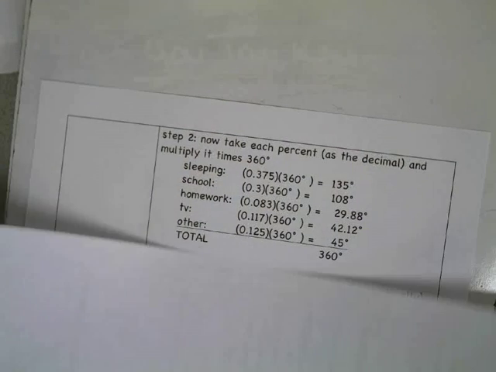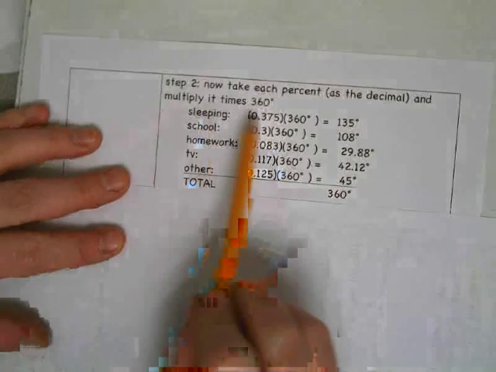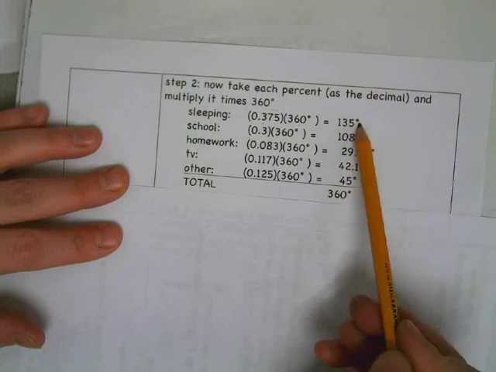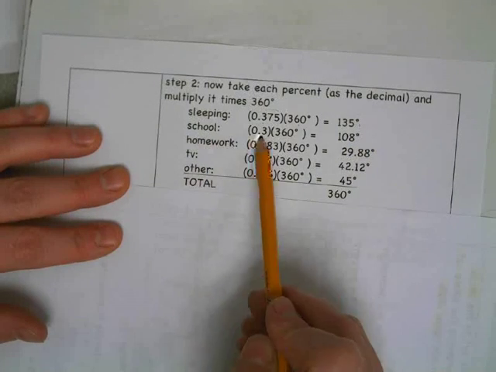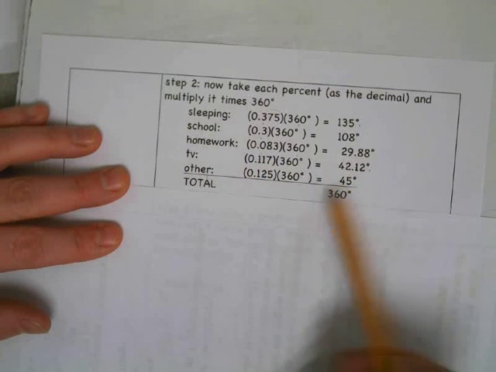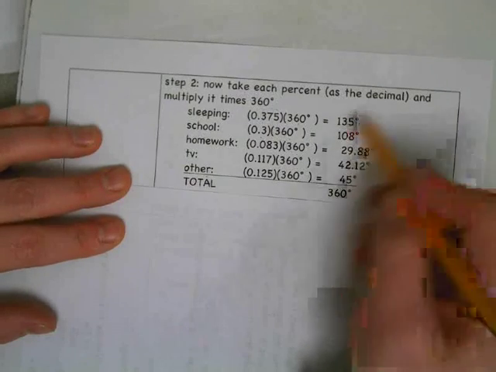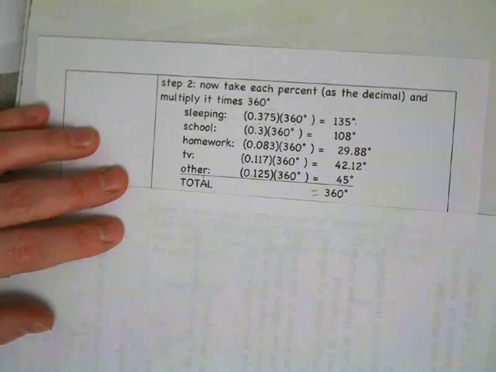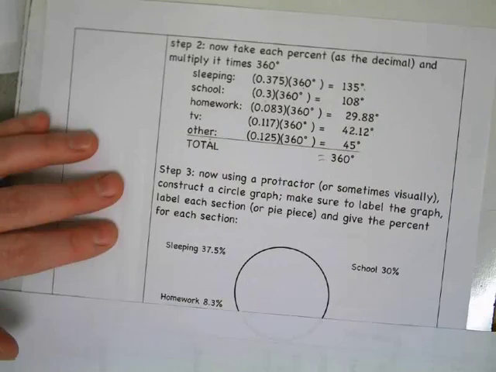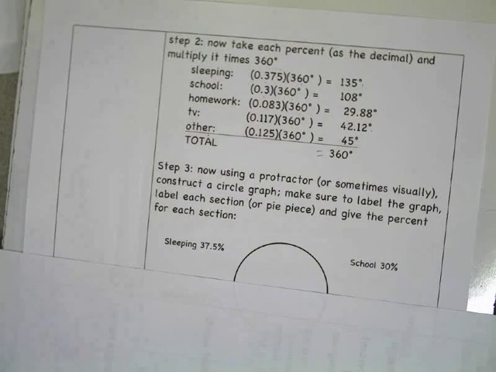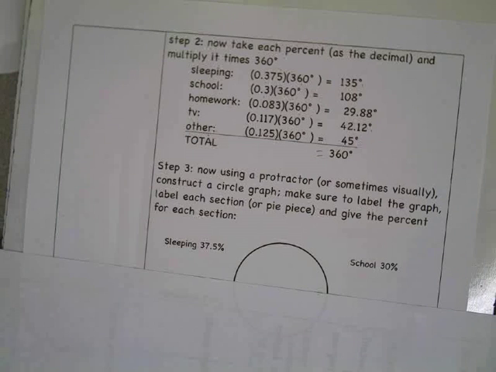So the next step is to take each percent and multiply it by 360. So we use the decimal version because it's easy to work with. So I take the decimal amount of time for sleeping, multiply it by 360, and I get 135 degrees. School is 0.3 times 360, homework 0.083 times 360, TV, and other. And so then when we add up all of these degrees, it should come out to 360 degrees. The next thing we have to do is using a protractor, or visually if you can easily do that, construct a circle graph. Make sure to label the graph, each section, and give the percent for each section.